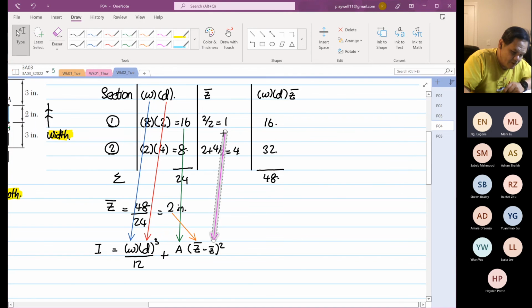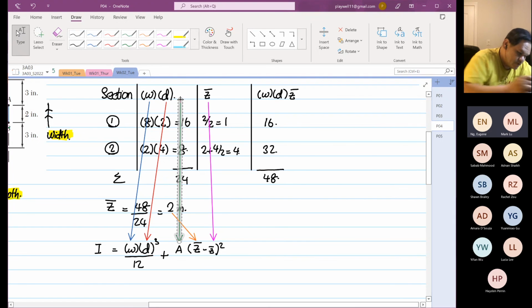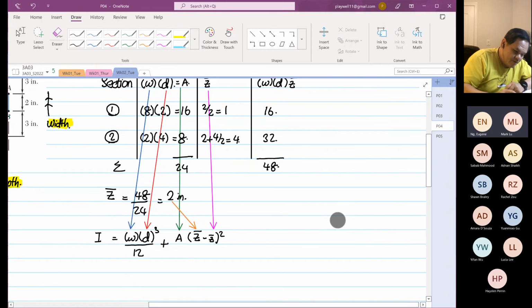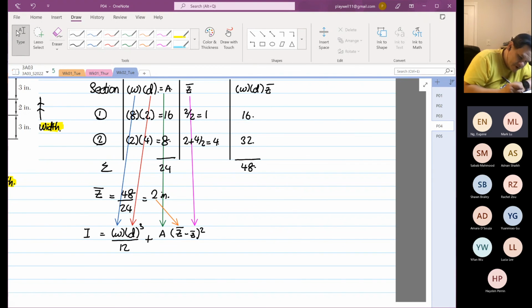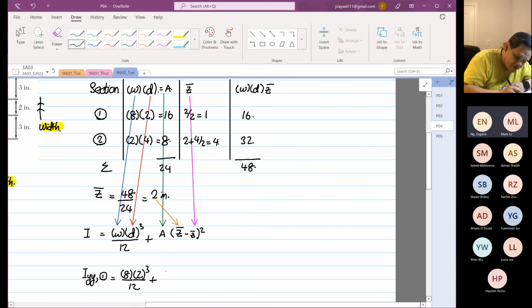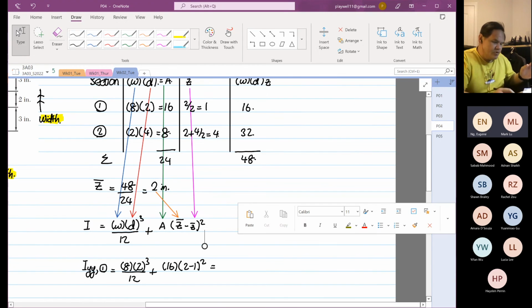Okay. So sorry, I should have pointed the letter. Okay. And this is the cross-sectional area. Okay. So I'll write that this is also equal to your area. Okay. So from here, you can see that we are not looking on our diagram. We just follow the table. So we can determine that IYY1 is equal to 8 times 2 cubed over 12 plus area of 16 multiplied by 2 minus 1 squared. Okay. So you will never make a mistake.